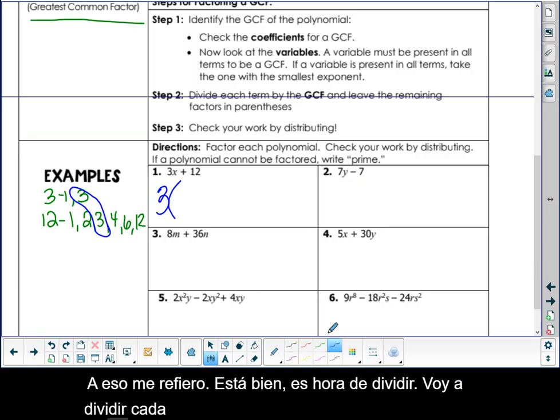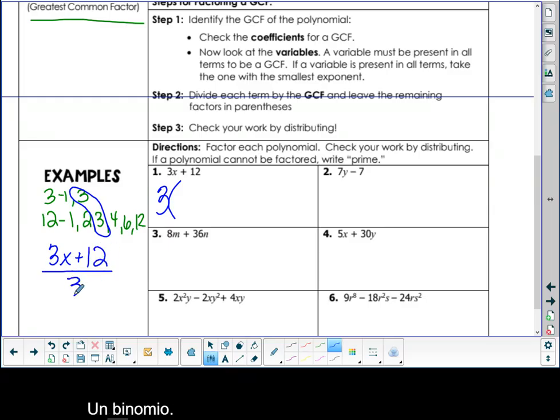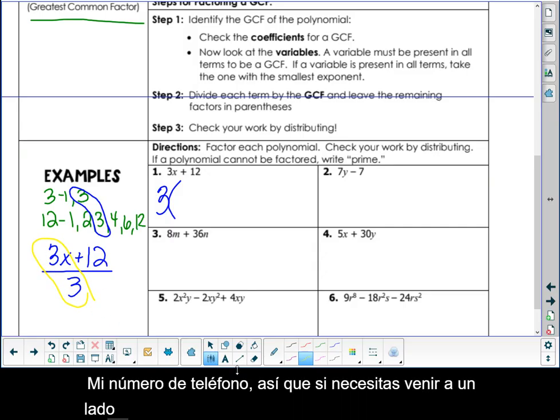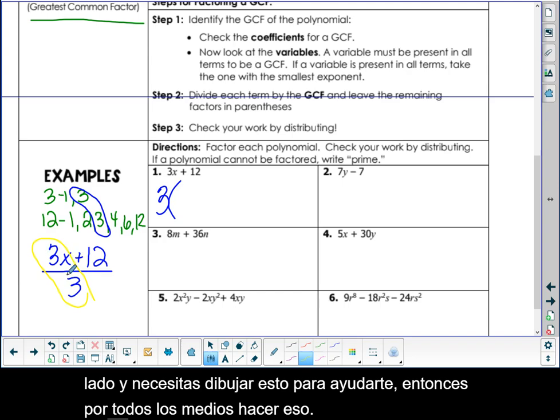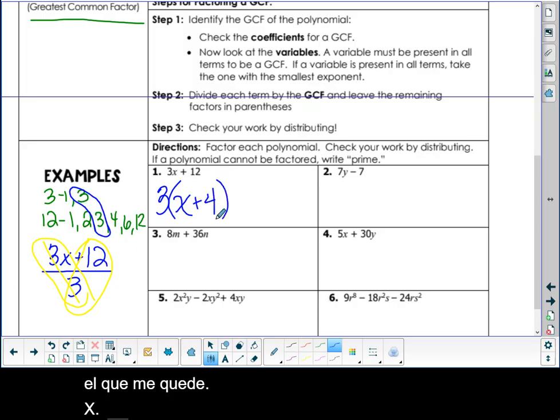What we did earlier, we divided a binomial by some number. So if you need to come over to the side and draw this out to help you, by all means do that. 3x divided by 3, those 3's are going to cancel, and I am left with x. Then I'm going to do the same thing with the other term. What is 12 divided by 3? It's going to give me positive 4. And that gives me my answer. That is all I have to do.